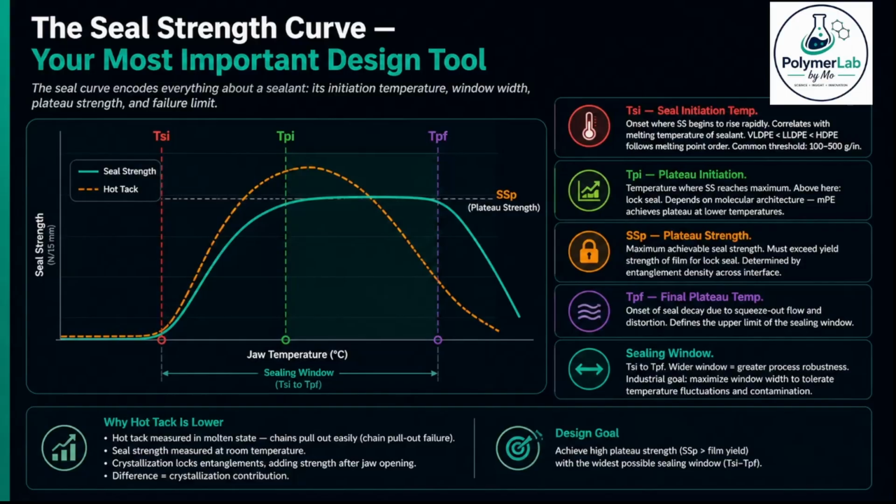The hot tack curve follows the same general shape, but peaks at a lower temperature and at a lower force. The reason is that hot tack is measured in the molten state, where chains pull out easily. The main failure mechanism is chain pull-out, which requires less force than the crack propagation and fibril stretching that governs seal strength at room temperature. The difference between hot tack and seal strength reflects the crystallization contribution, the strength added by recrystallization after jaw opening.